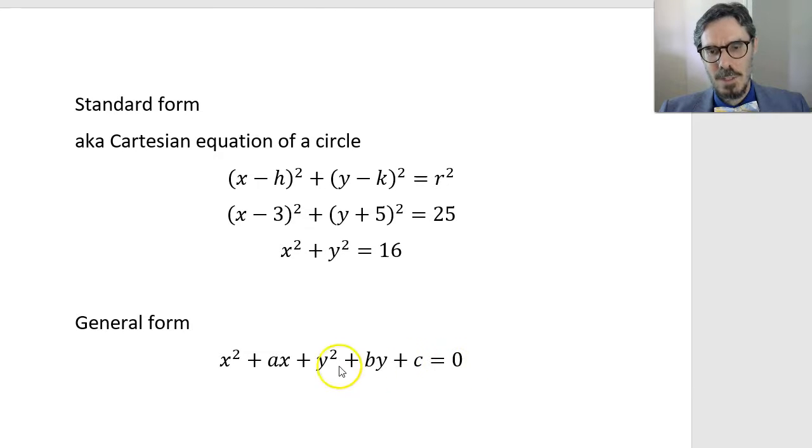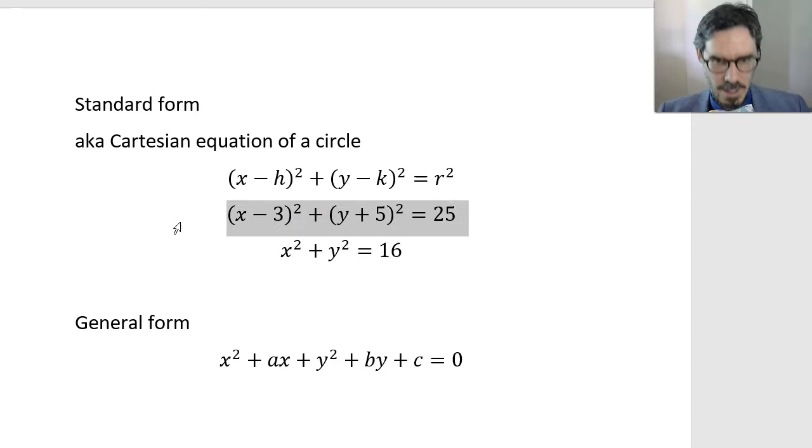But how do I come up with the general form if I'm starting with the Cartesian form? Well, this one is easy, right? This one I'm just going to go minus 16 equals 0. But this one's a bit trickier. Let me show you.